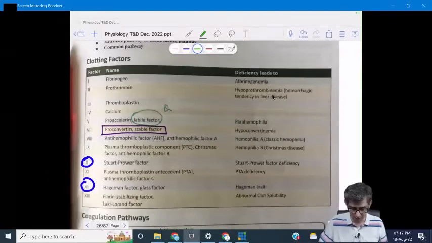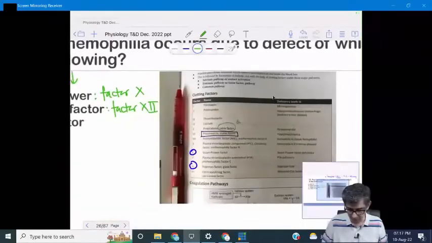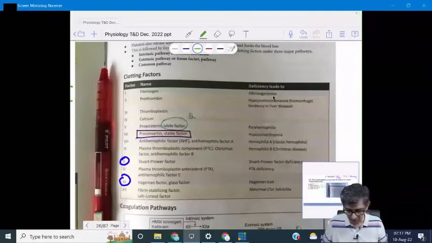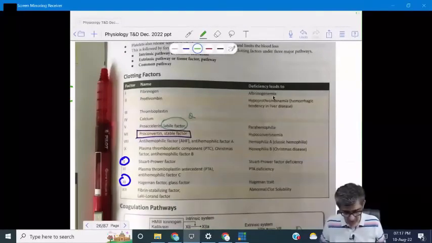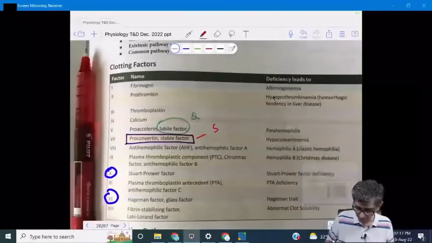Okay. Clotting factor with the shortest half-life you very well know. That would be factor number 7. Pro-converting or stable factor has the shortest half-life. Can you comment in the chat box which clotting factor has the longest half-life?